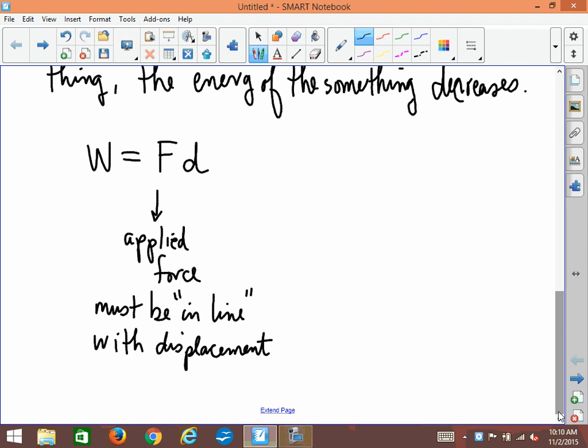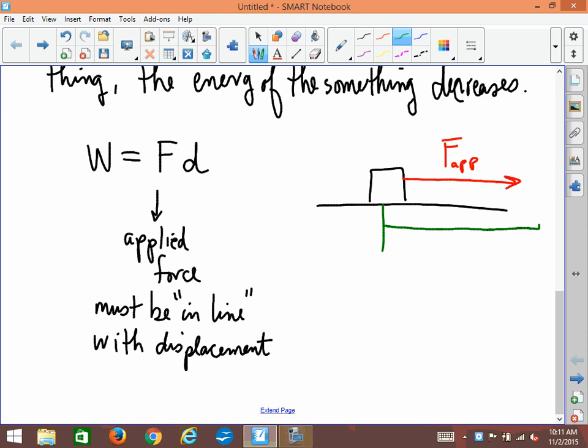Let me show you what I mean. If you take an example and you want to push a block or pull a block, let's say you push the block this way with your force applied, and you move the block through a displacement of so many meters, right? You can see from the picture that the force is in the same direction. I'll put an arrow on the displacement here. The two are in the same direction. They're in line with each other.